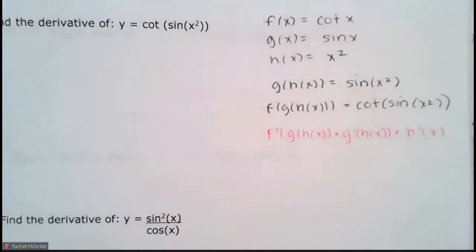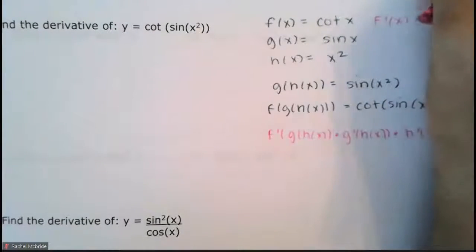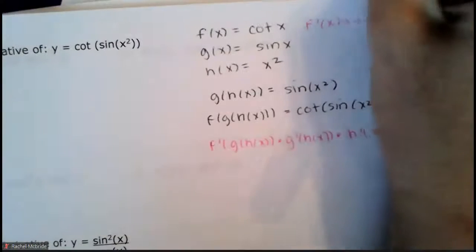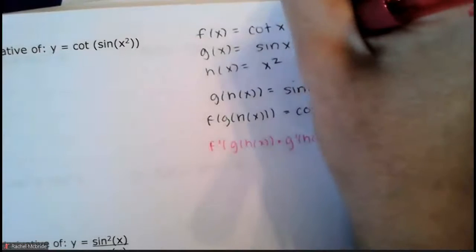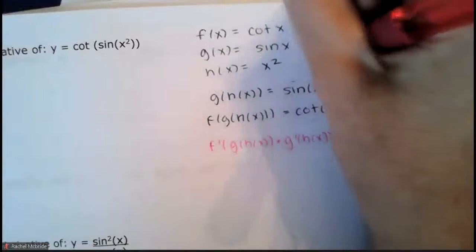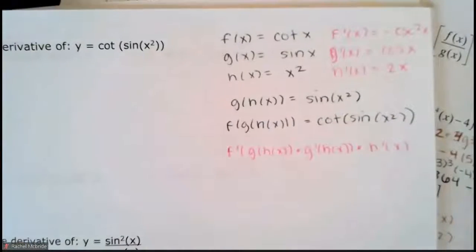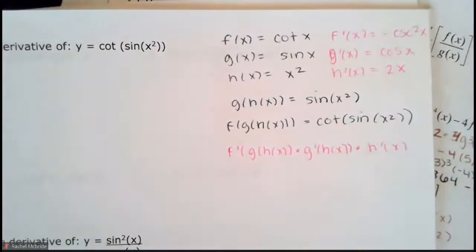So our goal should be to eventually have the derivative of f and g and h, keeping those inner parts. So if it helps you, you can off to the side take your derivatives of those functions. So we know that the derivative of cotangent is negative cosecant squared. The derivative of sine is cosine. And the derivative of x squared is 2x. So I know that at some point in my answer, I should see that negative cosecant squared, the cosine, and the 2x.